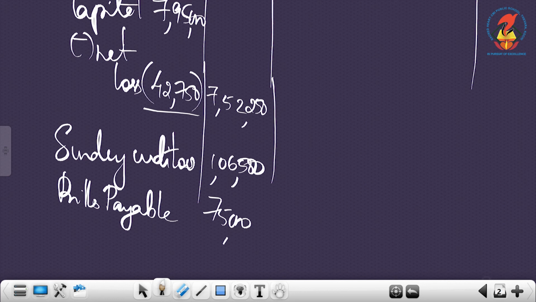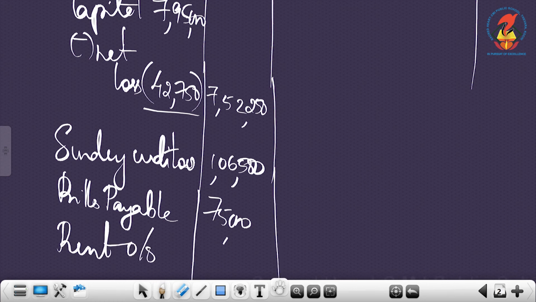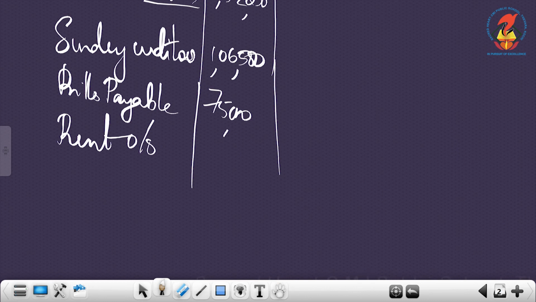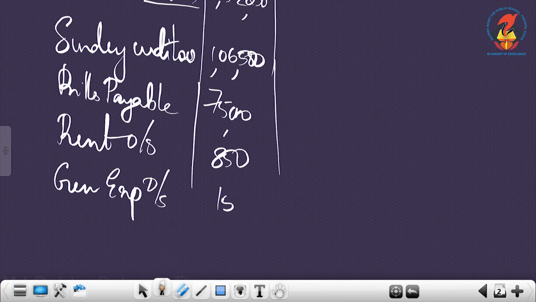You have to go through adjustments always. Don't forget the second adjustment, rent outstanding, general expenses outstanding, all these must come here. So don't forget, if you move in that order you will not forget anything. You don't have to learn it by heart also. And then general expenses outstanding 1,500.